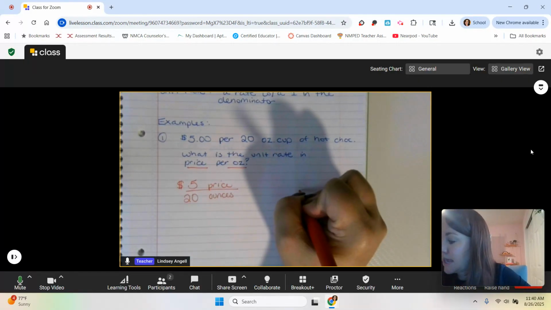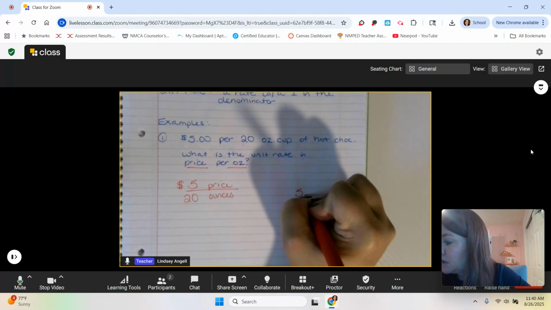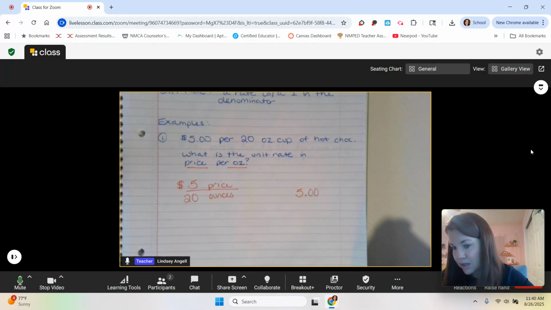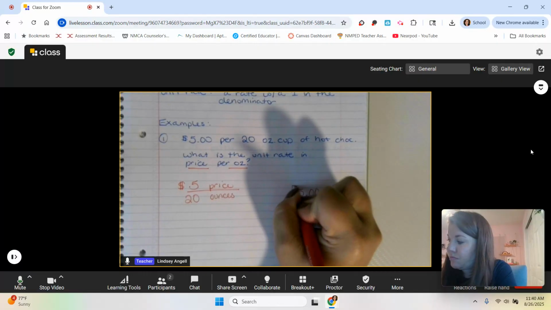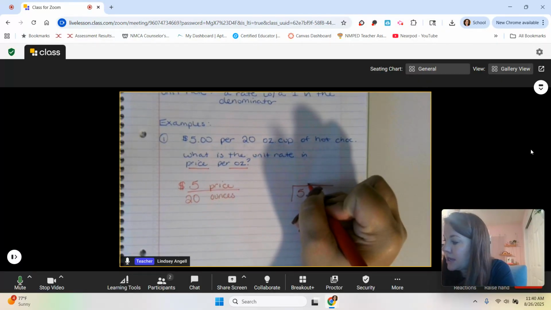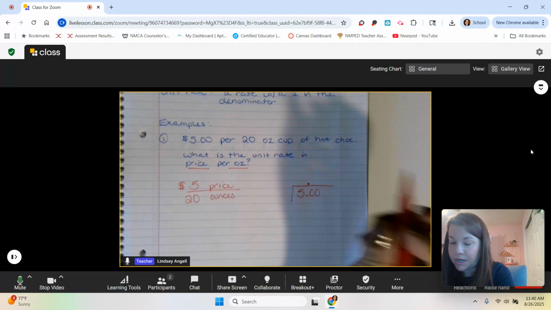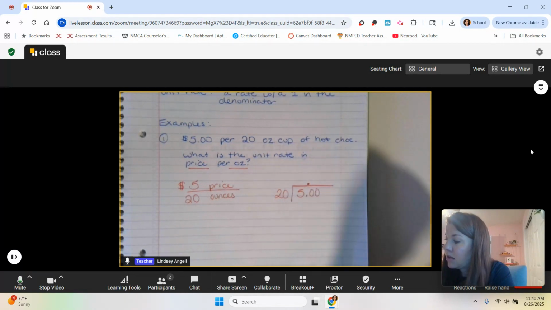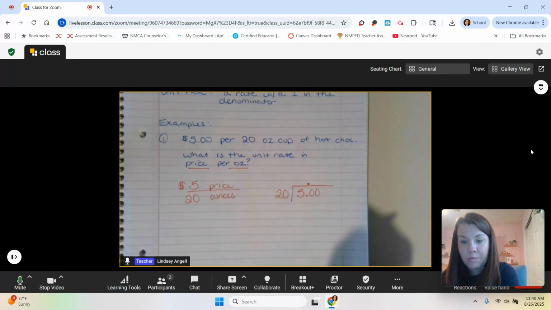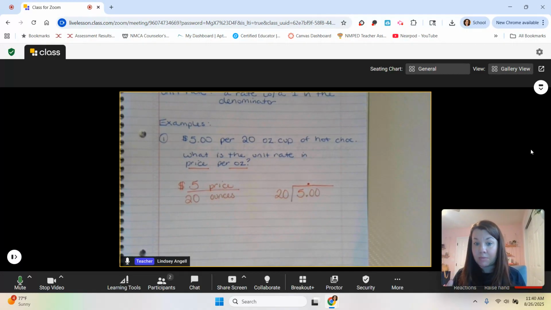So I'm going to take $5. I'm going to write it as dollars because I might need those cents, right? I'm going to bring my decimal straight up into my answer, and then I'm going to divide that by 20, okay? And what that's going to do is tell me how much we're paying for each individual ounce. So if we were to take those 20 ounces from that cup and divide them all up into just single 1 ounce portions, how much would each of those cost?